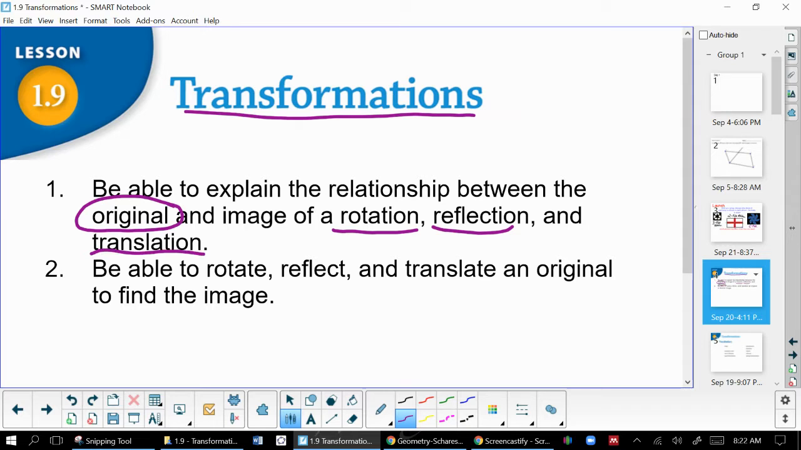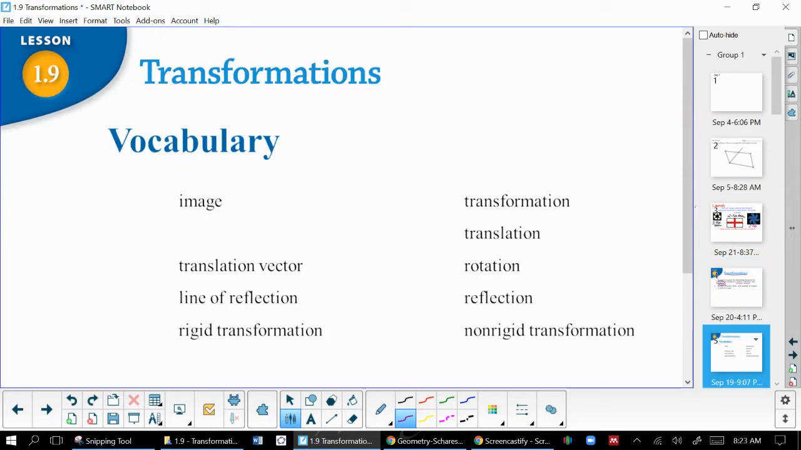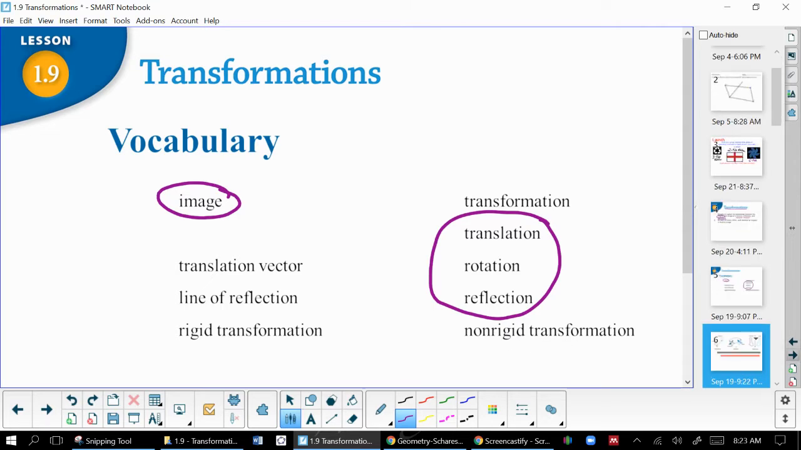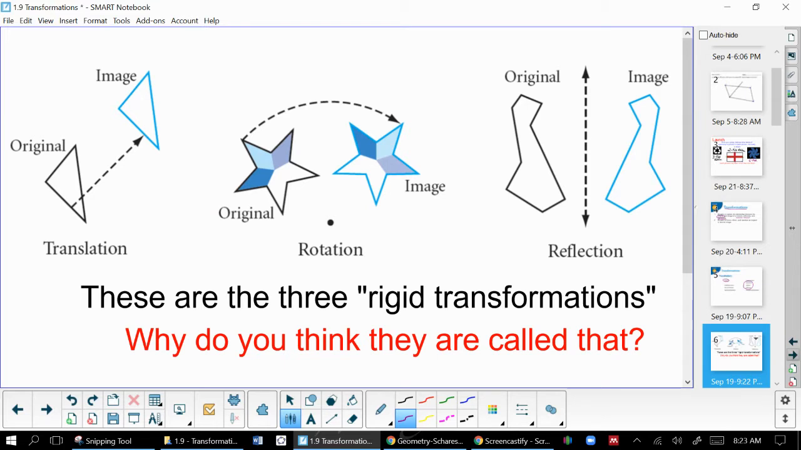There are other ones that we'll talk about later on, but those are the 3 that we're going to hit today. Of these vocabulary words, probably the biggest one is going to be the word image, and then the 3 transformations. Line of reflection, translation vector, those aren't too super critical. These are all called transformations. And we will talk about the difference between a rigid and a non-rigid, but the ones I circled are definitely the most important here. So our first thing here is we've got a little picture of all 3 transformations.